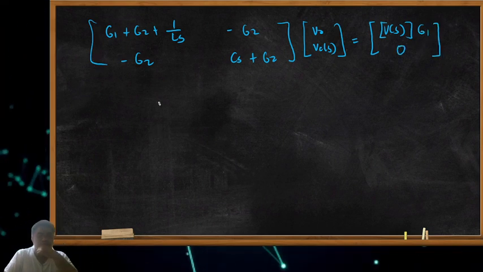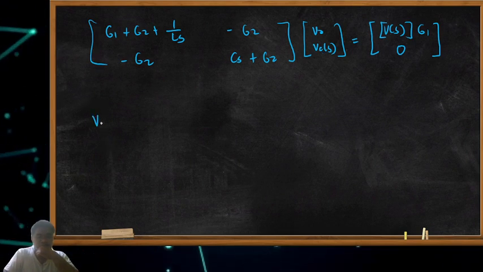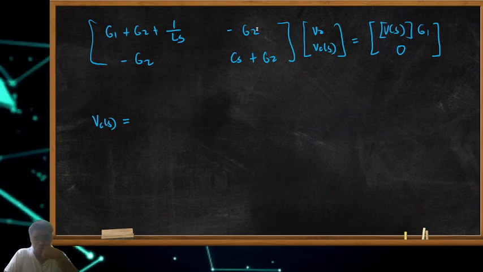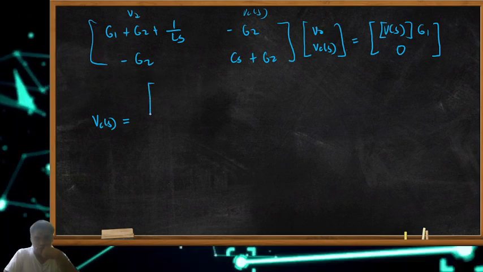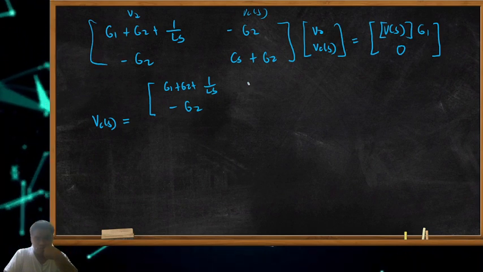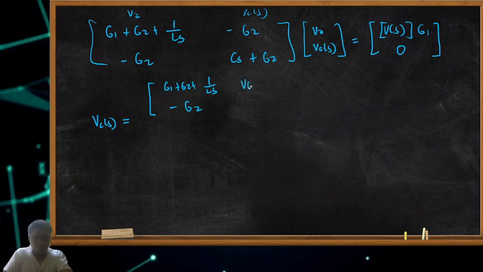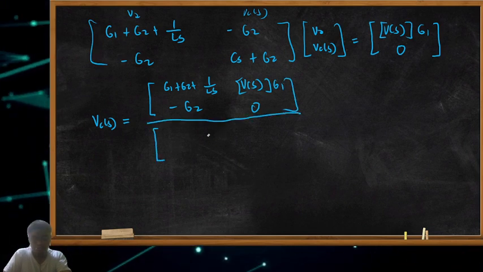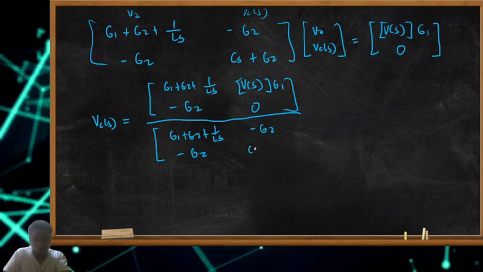Now, using Cramer's rule, we are going to get first the equation for VC of S. So VC of S is equal to, we are going to replace our coefficient of VC of S, the second column, with the constants. So we will have a matrix which will be G1 plus G2 plus 1 over LS, negative G2, then V of S times G1 and 0. Then over the original matrix: G1 plus G2 plus 1 over LS, negative G2, negative G2, CS plus G2.